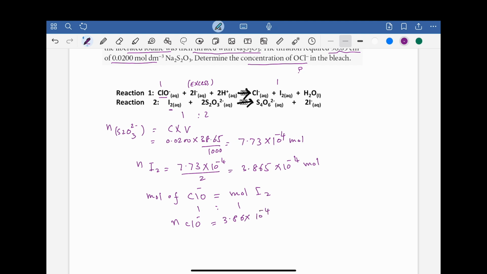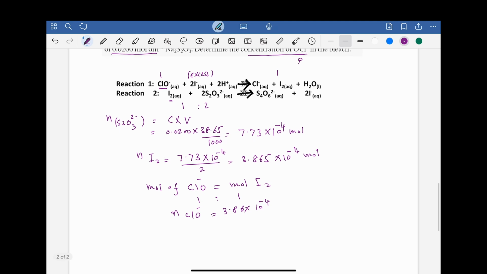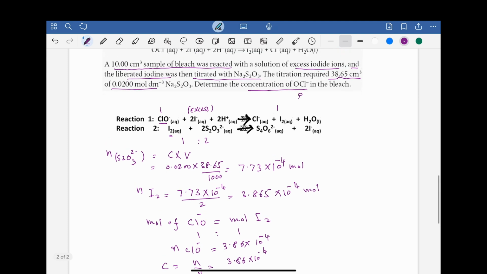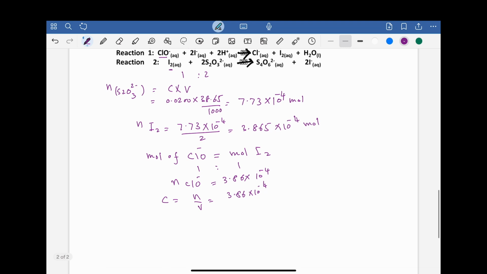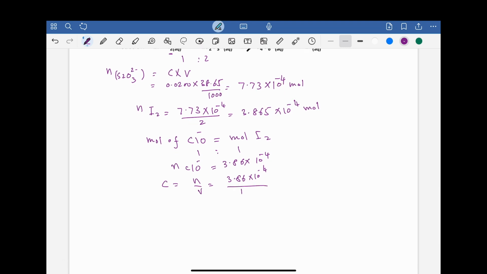Next we need to find the concentration. Determine the concentration of OCl⁻ in the bleach. So concentration is equal to moles over volume. Volume has to be in dm³. So 3.86 times 10 to the power minus 4, and the volume we started with is 10, so divided by 10 over 1000. If I solve this, that will give me 0.0387 mole per dm³.